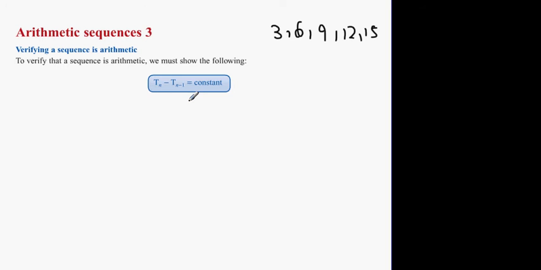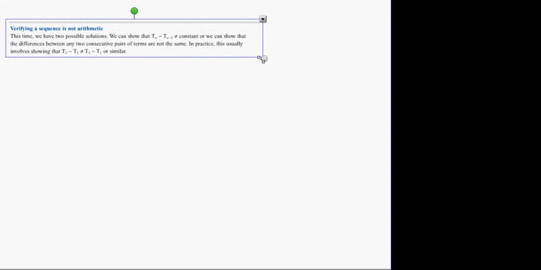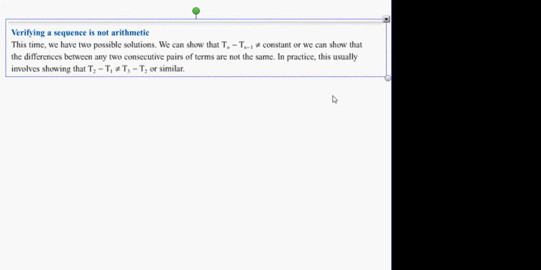So what we get here is basically the constant gap being 3 between the terms of this series. So that's an example of a constant. Now what we have to prove is that Tn minus Tn minus 1 is a constant for it to be an arithmetic series. If it's not an arithmetic series, then Tn minus Tn minus 1 is not constant, or we can show that the differences between any two consecutive pairs of terms are not the same.